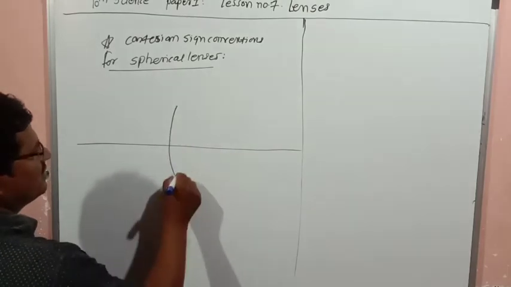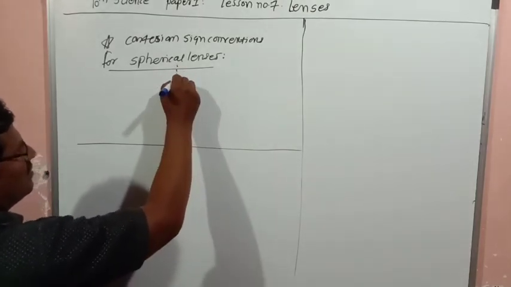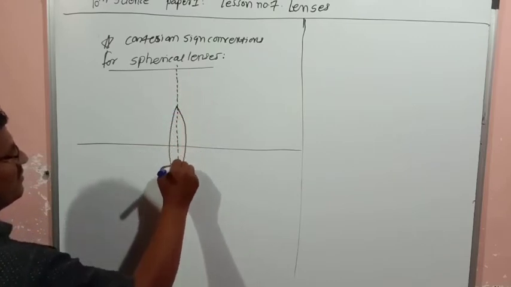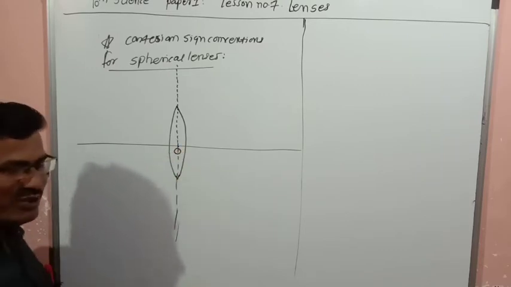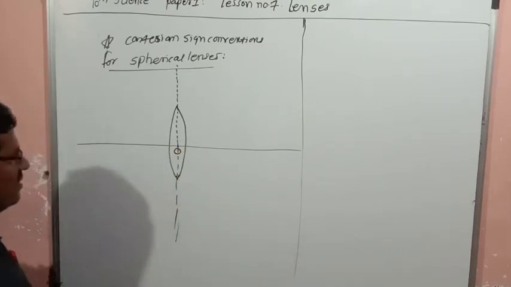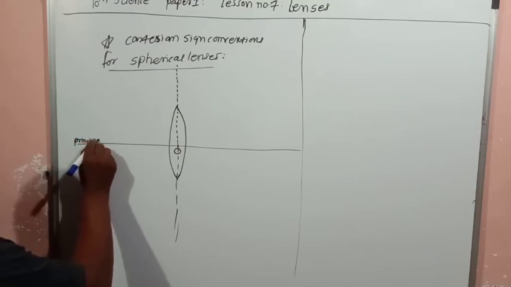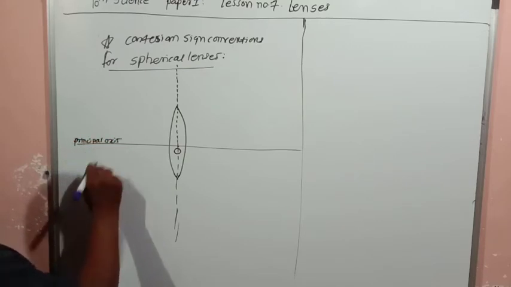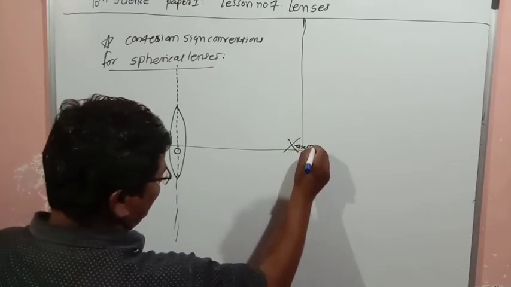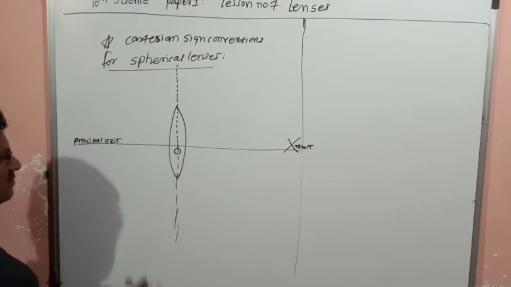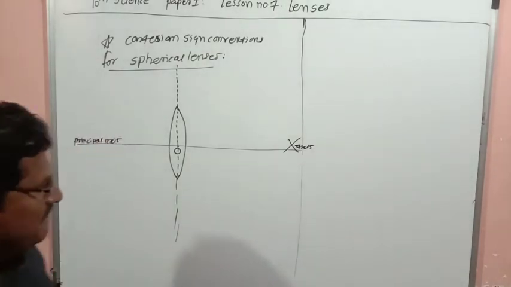Suppose your convex lens is there, and if you join these 2 points, this will be your y-axis, and here will be your optical center. This is the principal axis. You are taking the principal axis as the x-axis. Then after that, what are the next sign conventions?